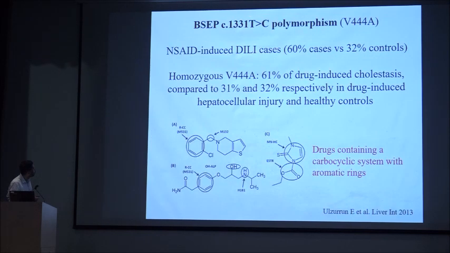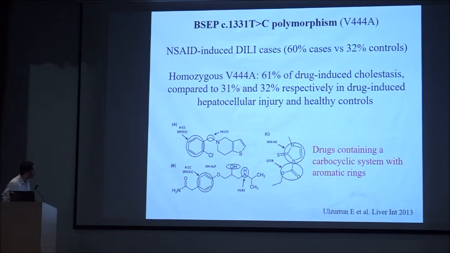Now, one common polymorphism has been found in several European studies, that is the V44A polymorphism. We are saying polymorphism because studies have shown that it does not exactly cause PFIC, but rather a milder, benign form of disease. But this polymorphism was much more common in patients with NSAID induced DILI, 60% versus 32% in controls, and was also more common in drug induced cholestasis as compared to drug induced hepatocellular injury and healthy controls.